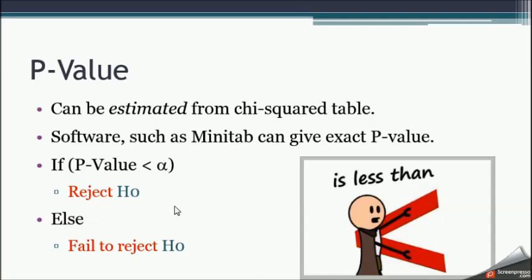So here we have the same methodology to check the hypothesis using the p-value. If the p-value is less than alpha, we are going to reject the null hypothesis. Otherwise, we are going to fail to reject the null hypothesis in case the p-value is larger than alpha.